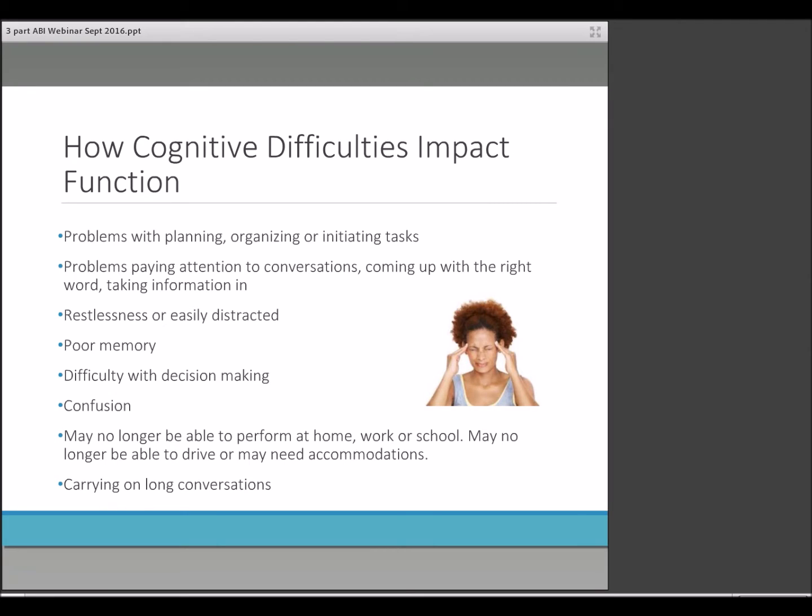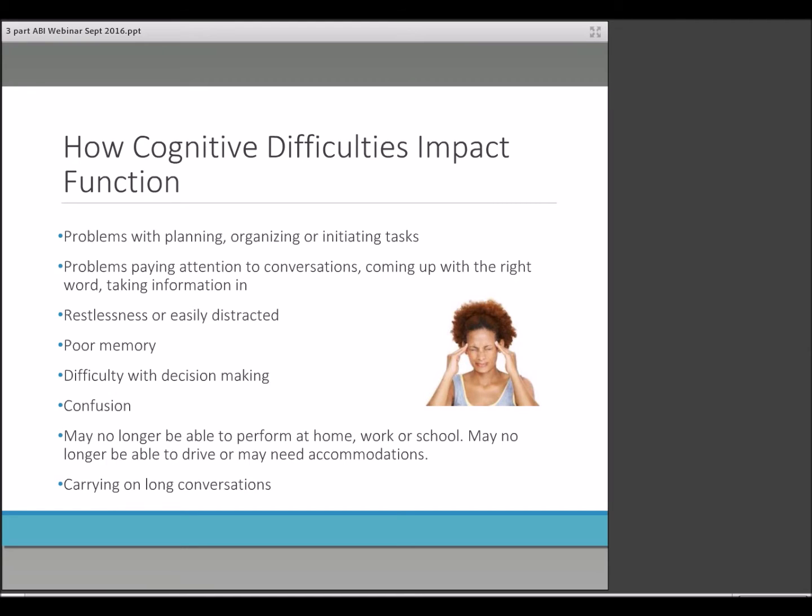And due to these difficulties, the individual may no longer be able to perform at work or school and may need some accommodations for these difficulties, such as a note taker in the classroom, extra time for test taking, or a reduced or modified work schedule, for example.